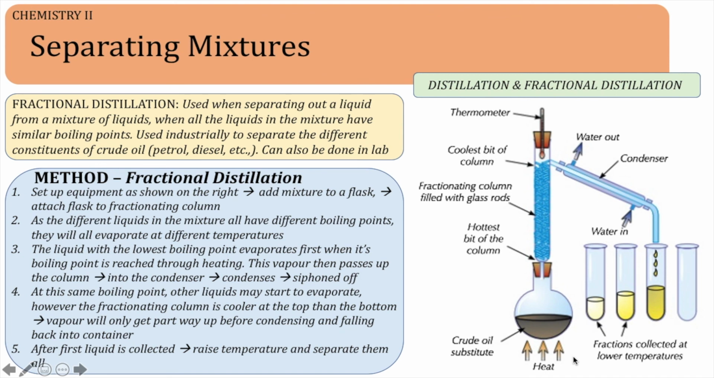The fractionating column is cooler at the top than it is at the bottom, so the liquid with a similar boiling point will only get part way up the fractionating column before condensing and falling back down into the mixture. We then raise the temperature slightly and collect the next liquid, referred to as a fraction, and do this until we have the mixture totally separated out. This method is used industrially to separate crude oil into different fractions, such as petrol, diesel, and airplane fuel.